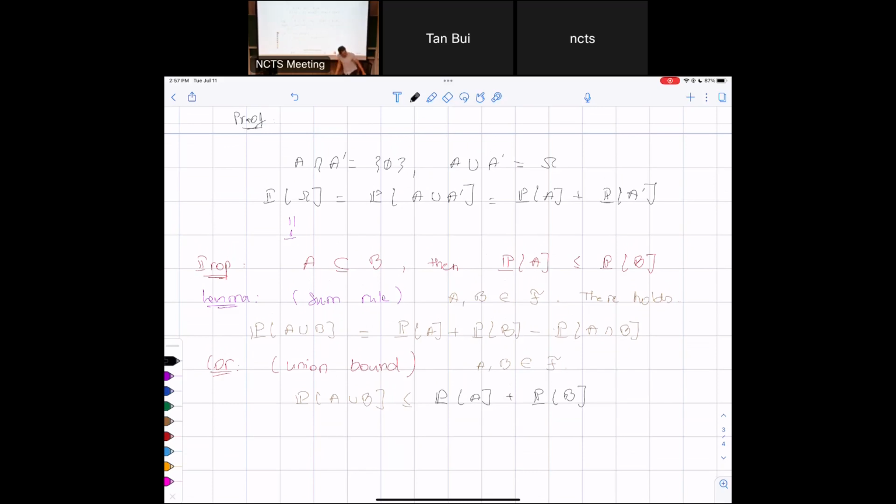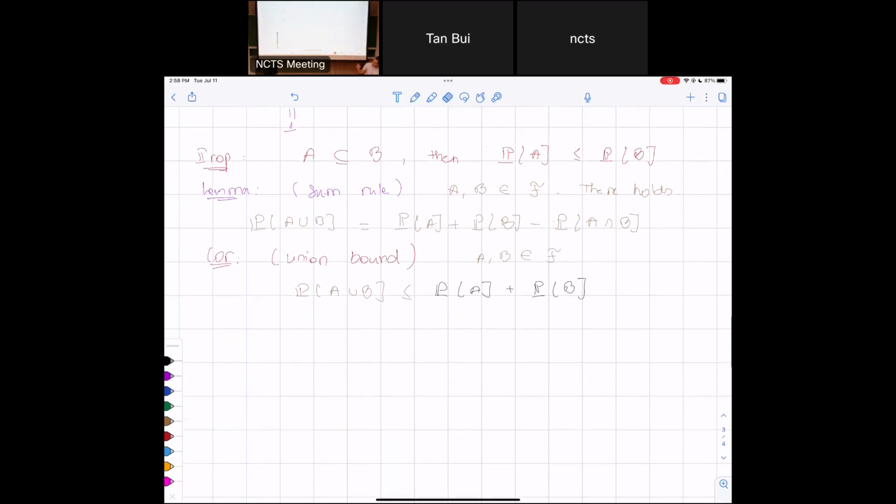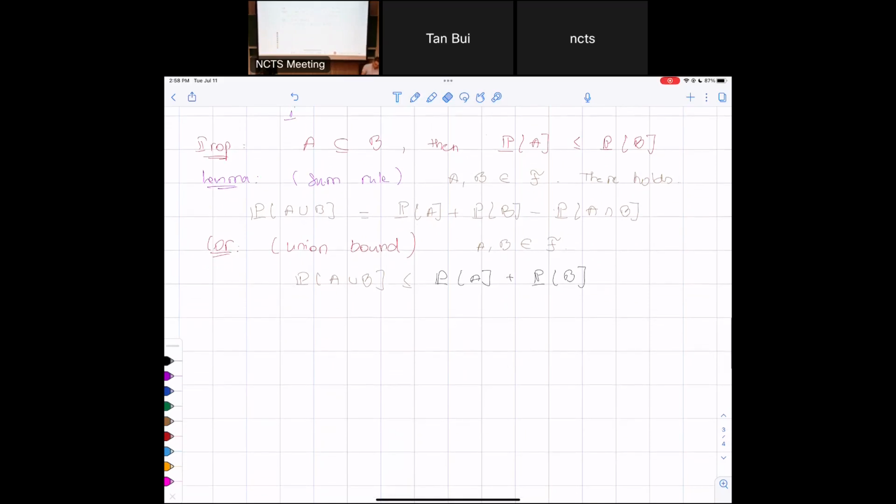So the union bound is actually one of the most important. Remember, if there is one thing that you should remember today, it's this, and it's the easiest one, right? Of course, it generalizes, in the sense that if you have A_i belonging to F, of course, right?